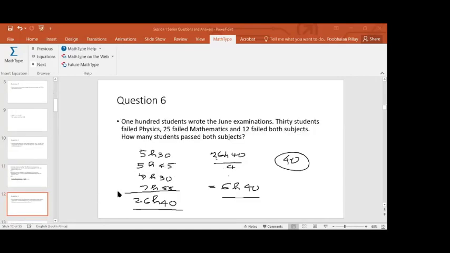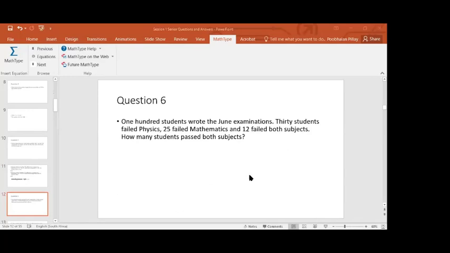go to question 6. Question 6 says the following: 100 students wrote the June exams. 30 students failed physics, 25 failed mathematics, and 12 failed both subjects. How many passed both subjects? So you know how many students wrote the exams, and you know how many failed in each case in physics, maths, and in both.